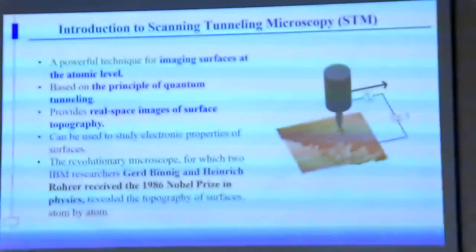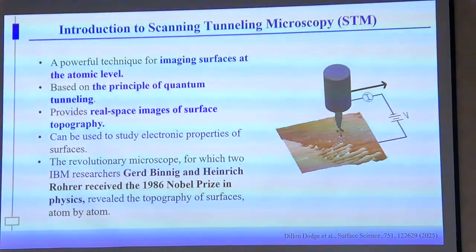So that is tunneling, or quantum tunneling. It can provide real space images of surface topography, and it can be used to understand the electronic properties of your surface. Binnig and Rohrer, who designed this, got the Nobel Prize for this discovery in 1986.